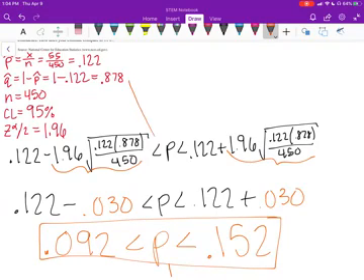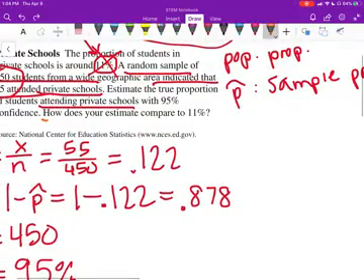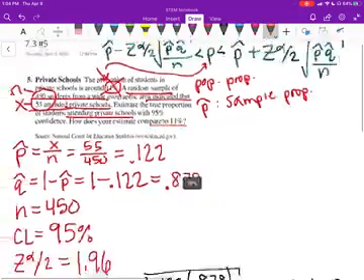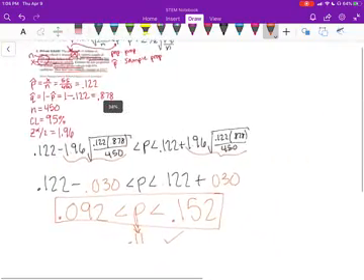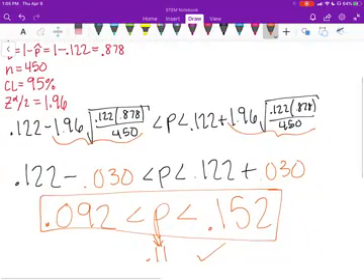And the last part of the question says, how does your estimate compare to 11%? So they're guessing p to be equal to 11%, or 0.11. That's good, because 11% is in the middle. It's in between 0.092 and 0.152. It's in that range, so that's good. Our estimate is good compared to 11%.